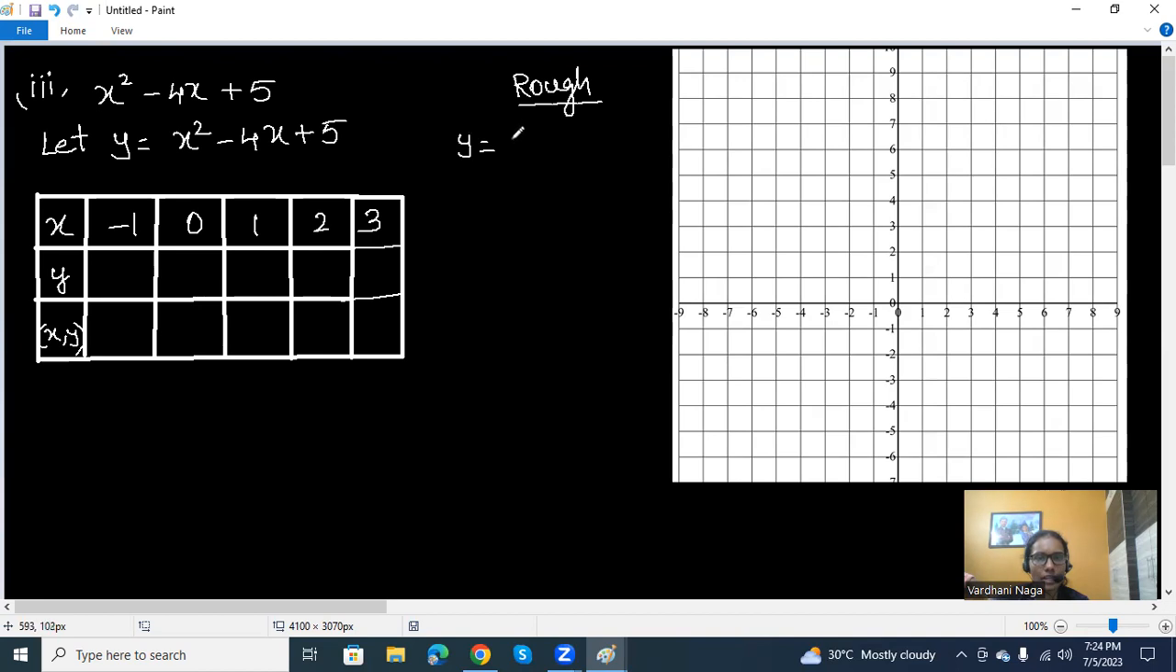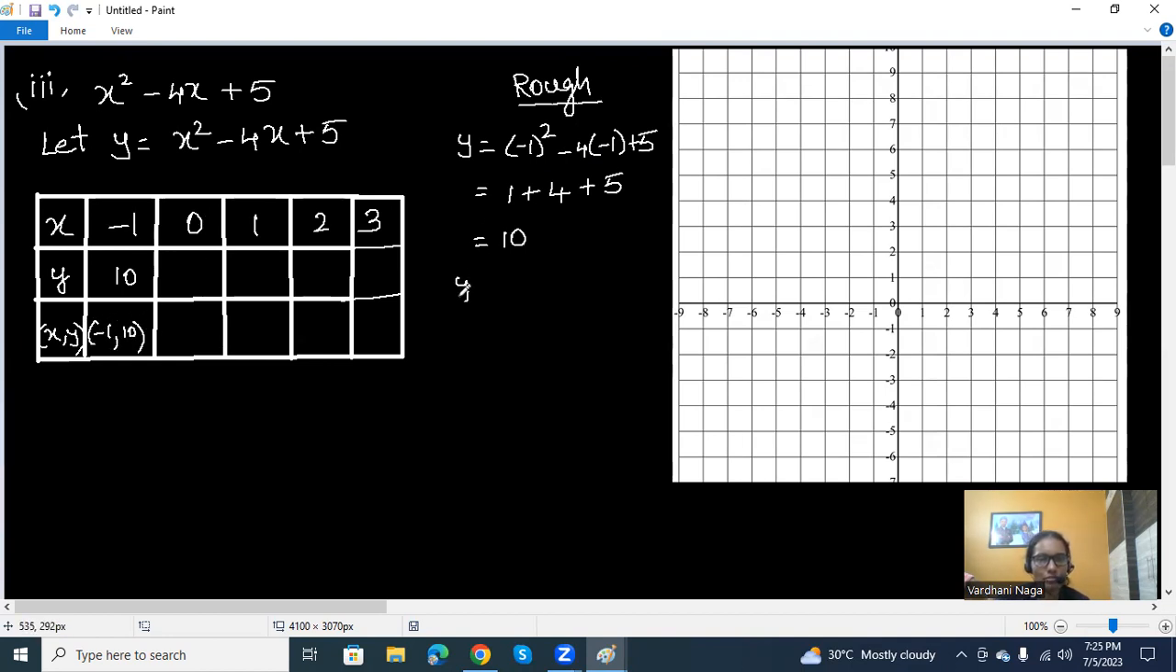Let's find out. Put minus 1 in the place of x, plus 5. See, in place of x, I kept a minus 1. I substituted. Minus 1 whole square is 1. Minus into minus plus 4 plus 5. So 4 plus 5, 9, 9 plus 1, 10. So if x is equal to minus 1, y value is 10. So minus 1 comma 10.